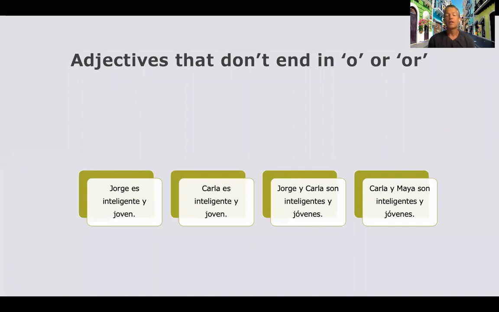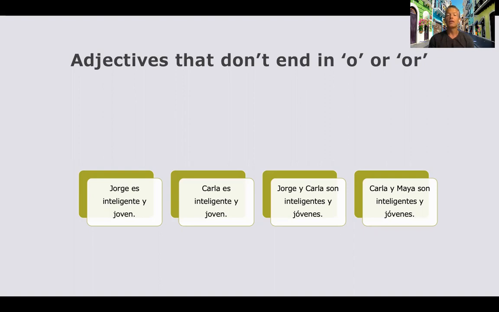Any other adjective that does not end in O or OR is going to have 2 endings. It's going to have just the masculine, feminine, singular ending, and then the masculine, feminine, plural ending. So for example, let's take inteligente y joven, which do not end in O or OR. Jorge es inteligente y joven. Carla es inteligente y joven. Notice that inteligente y joven does not change for Jorge or Carla. It's both masculine and feminine.